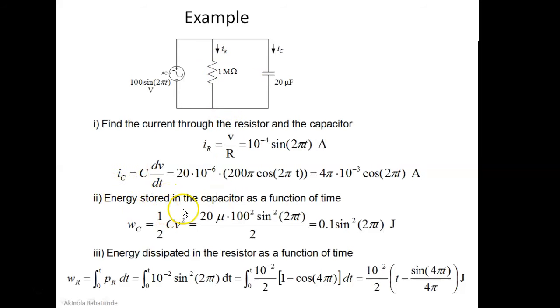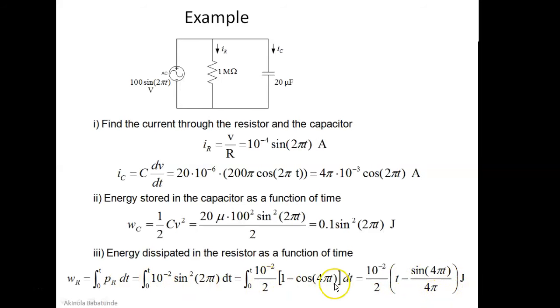So 10 raised to power 4 divided by 10 raised to power 6, multiplied by sine squared 2 pi t, is what we're going to have as V squared over R. 10 raised to power 4 divided by 10 raised to power 6 gives us 10 raised to power minus 2. That's what we're going to have left, multiplied by sine squared 2 pi t dt. All you need to do is integrate this expression using your understanding of integration. When you do that, you will arrive at 10 raised to power minus 2 over 2, times t minus sine 4 pi t divided by 4 pi, in joules. That's what you're going to obtain.